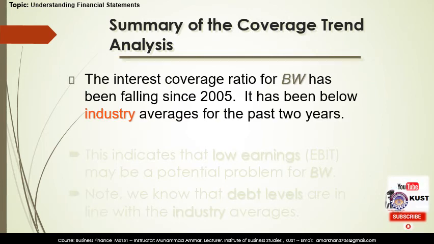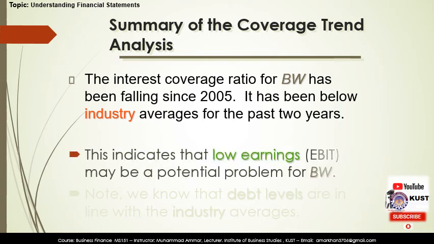So this is the summary of the coverage trend analysis. The interest coverage ratio for Basket Wonder has been falling since 2005, as we saw in our previous slide of the trend analysis graph of both Basket Wonder and the industry average. So it has been below industry averages for the past 2 years. This indicates that low earnings, EBIT, may be a potential problem for BW, Basket Wonder.